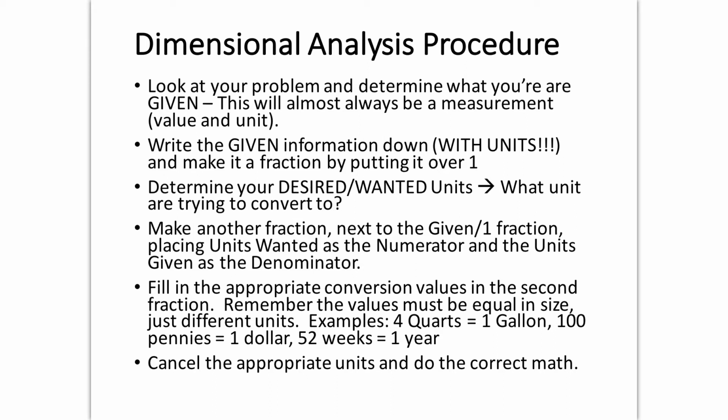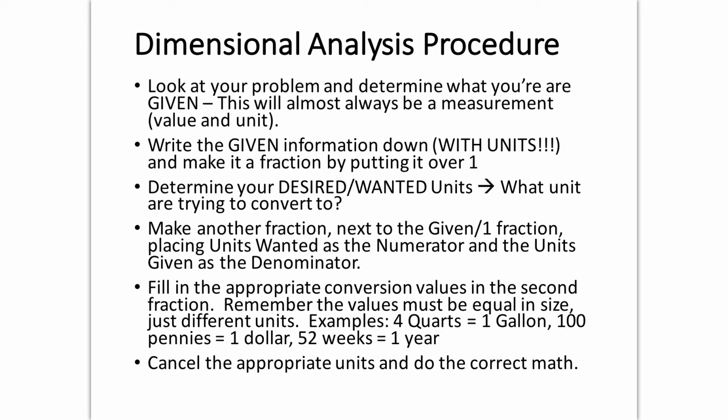Make another fraction next to the given over 1 fraction, placing the units that you want as the numerator and the units that you're given as the denominator. In other words, the units that you want to convert from are going to be in the denominator. The units that you want to convert to are going to be in the numerator. Then you fill in the appropriate numbers or the conversion values in the second fraction. Remember, the values must be equal in size.